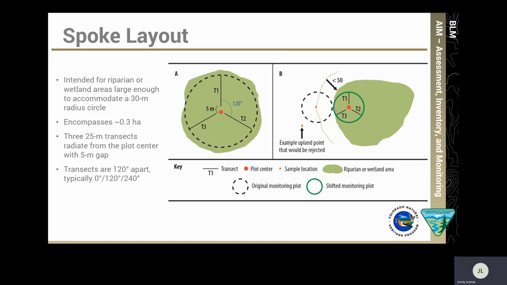This layout includes 3 25-meter transects that radiate from the plot center with a 5-meter gap. Transects are spaced 120 degrees apart, typically at 0 degrees, 120 degrees, and 240 degrees. If there is non-target habitat within the plot, the angle of the transects can be adjusted to avoid them.